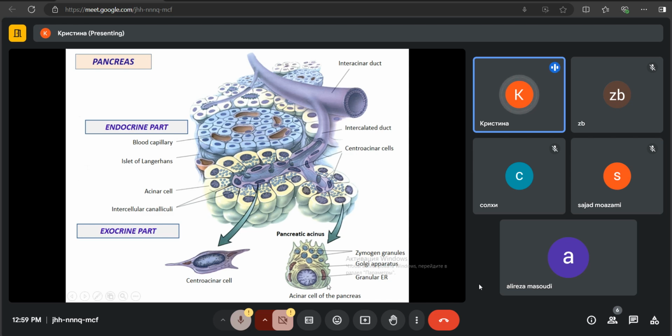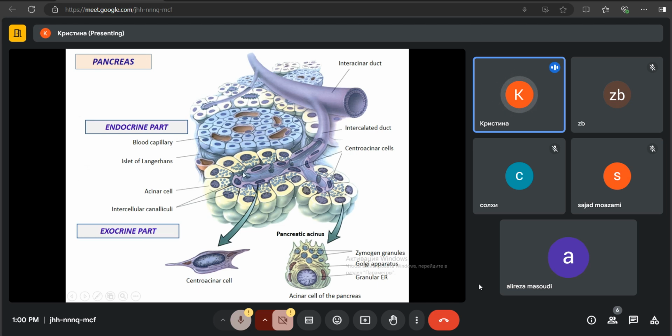So the cells will have zymogen granules in their apical portion, and because zymogens are proteins themselves, the cells need a rough endoplasmic reticulum and Golgi apparatus. So around the cell nucleus, the cells will have rough endoplasmic reticulum and Golgi complex. This is the ultrastructure of the acinar cells.